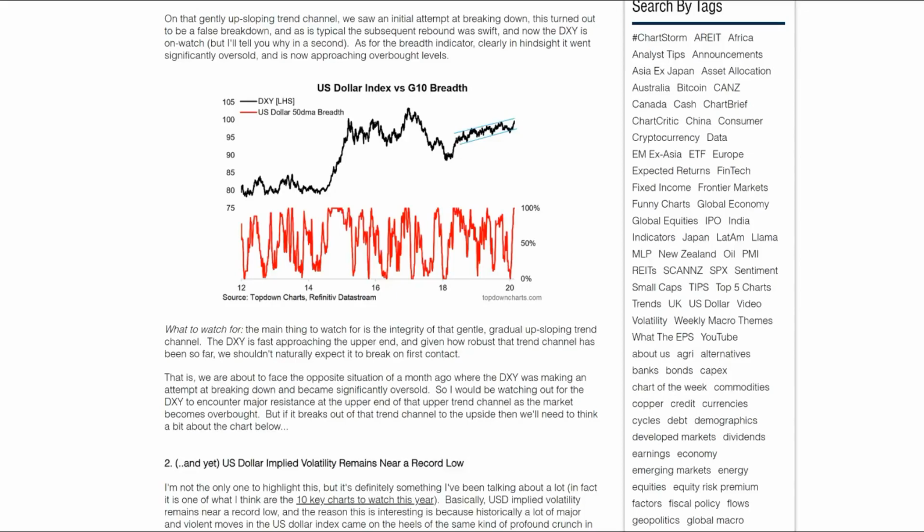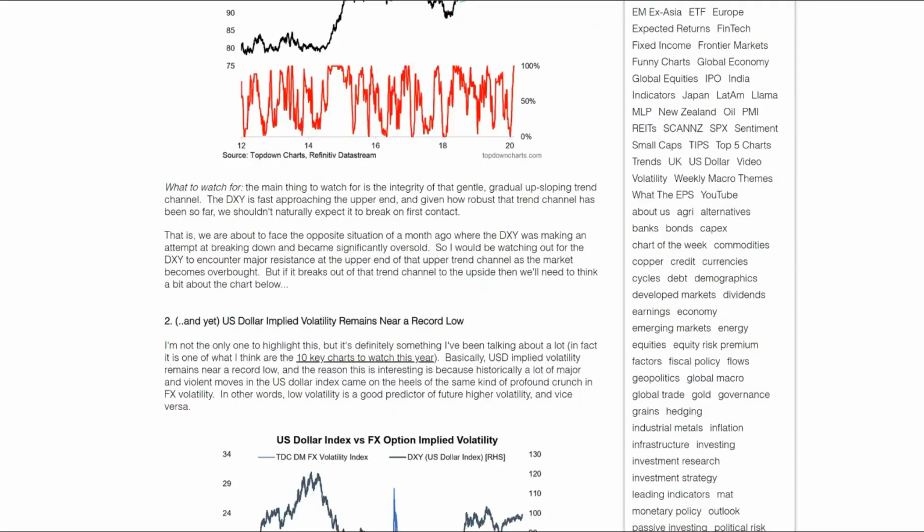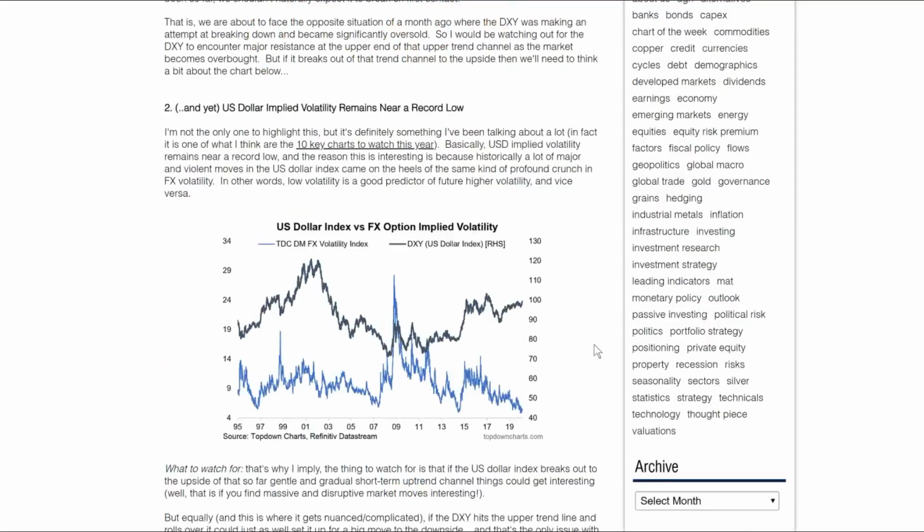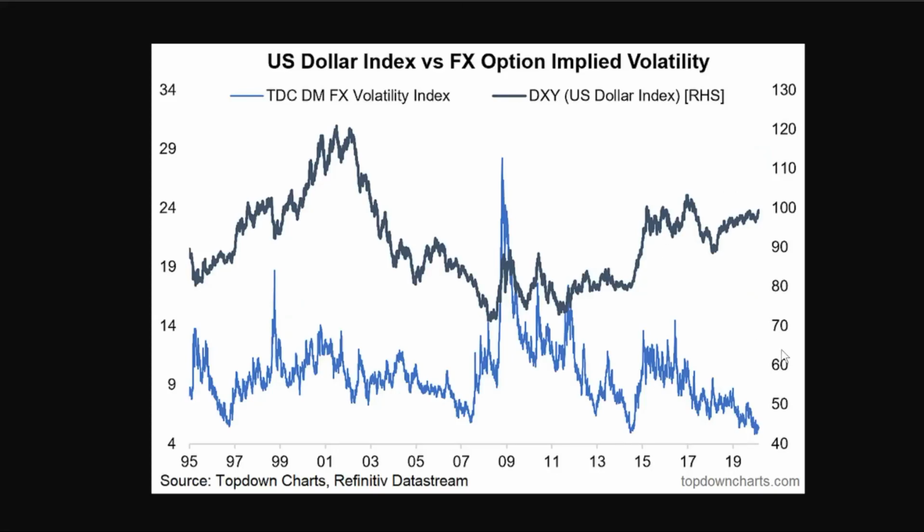But if it breaks out of that trend channel to the upside, then we'll need to think a bit about the next chart below. The title here is "And Yet, US Dollar Implied Volatility Remains Near a Record Low." We'll blow that chart up as well.